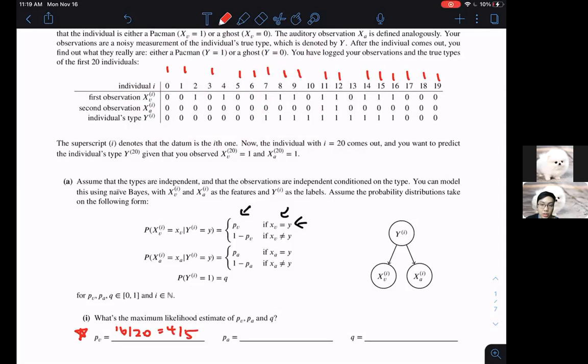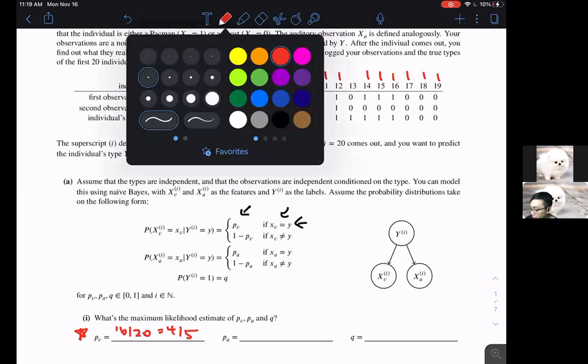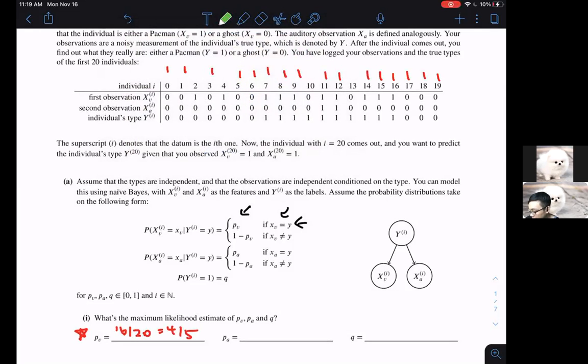Now I can do the same thing for PA and Q to get very similar results. So for example, if I use a different color, let's say for PA, I'm trying to figure out all of the cases where XA is equal to Y. Well, for XA equal to Y, I can do the exact same thing, except I'm going to be looking at these two columns at a time.